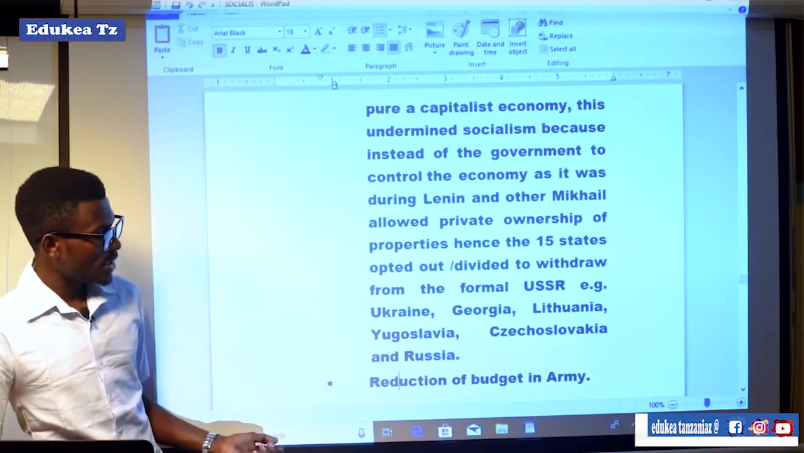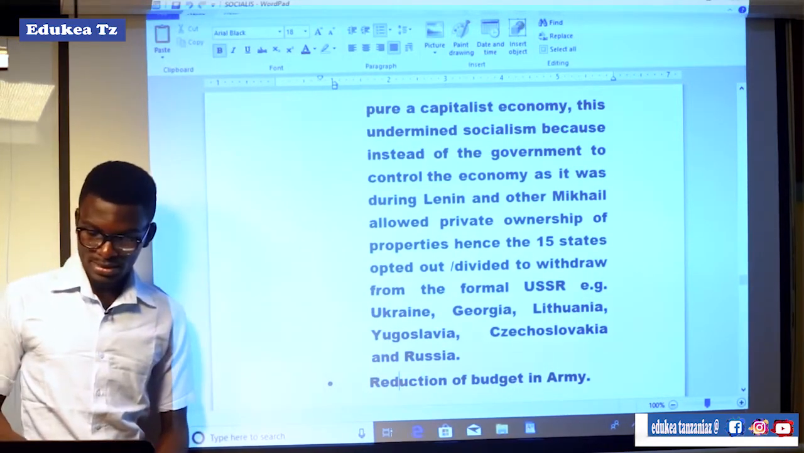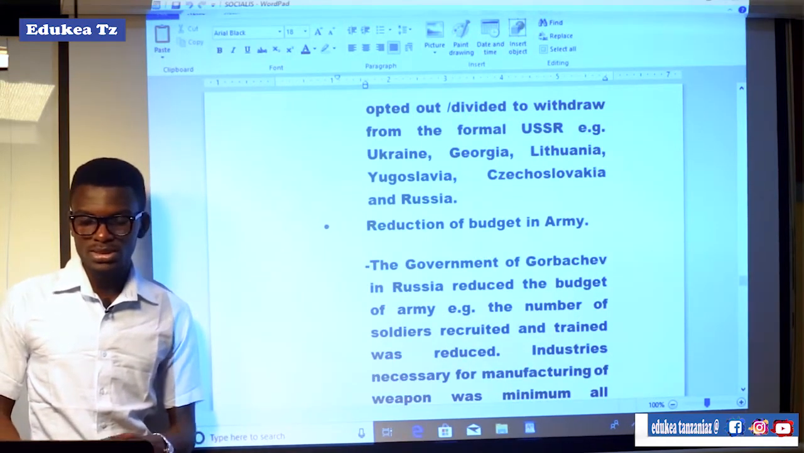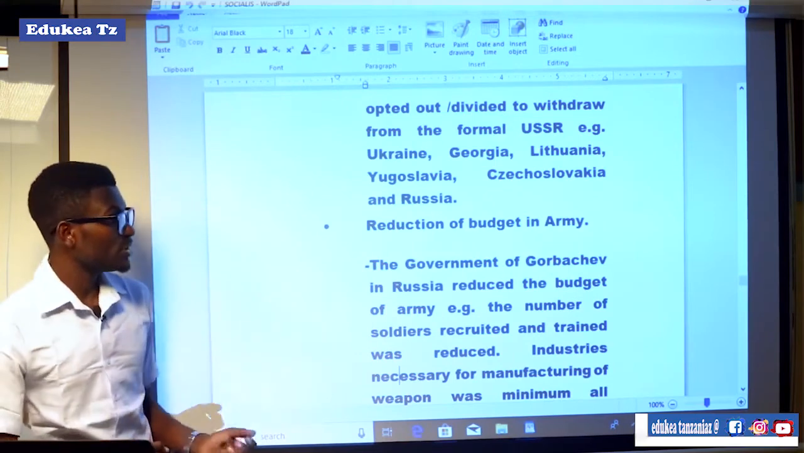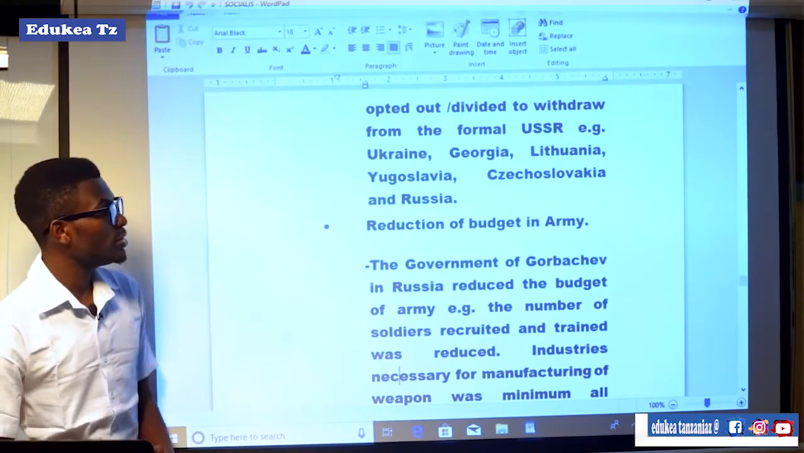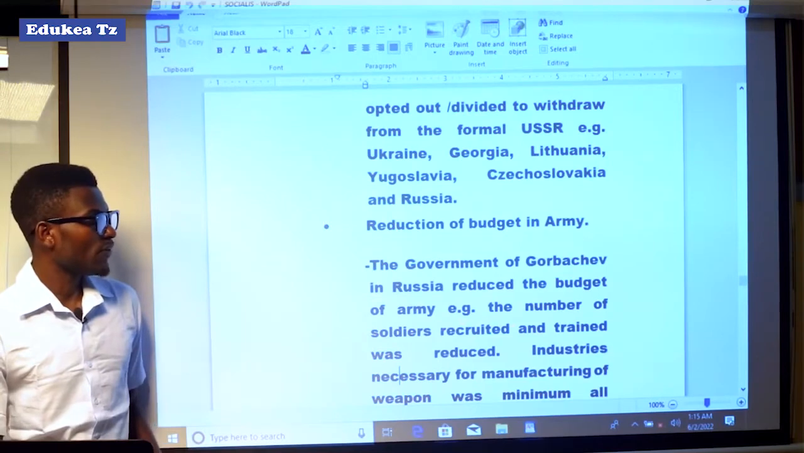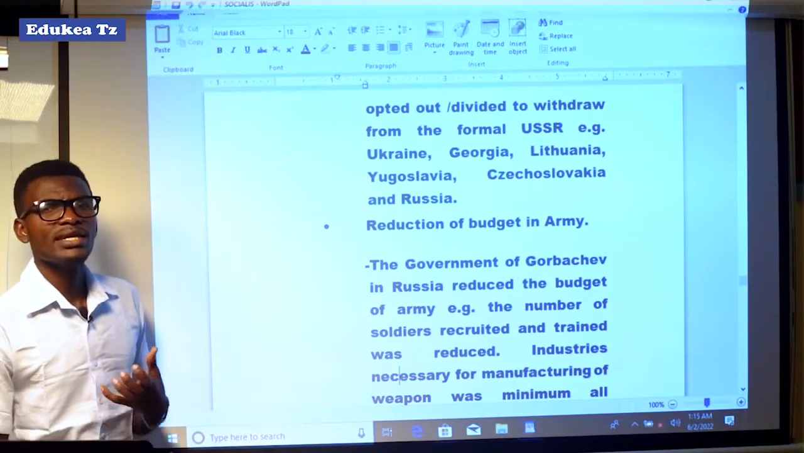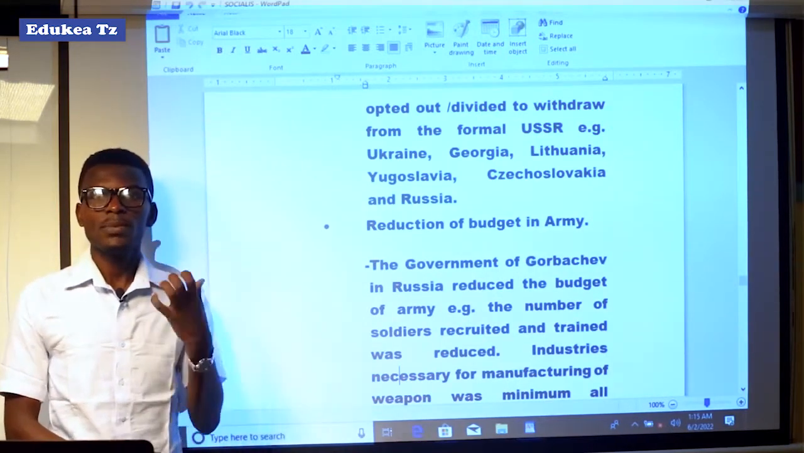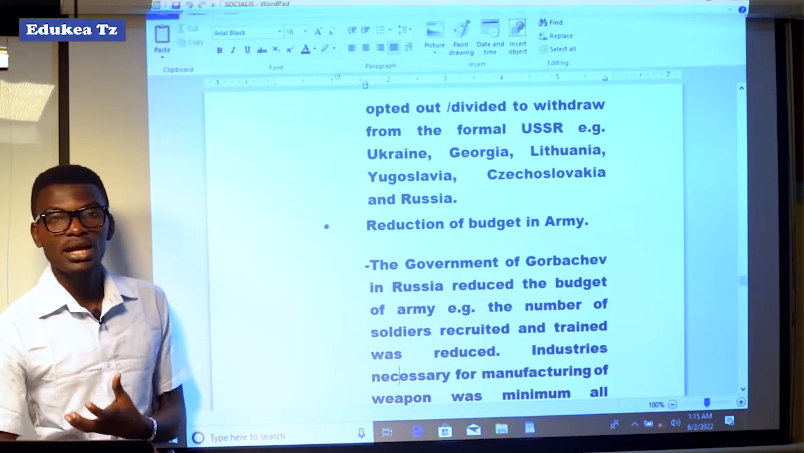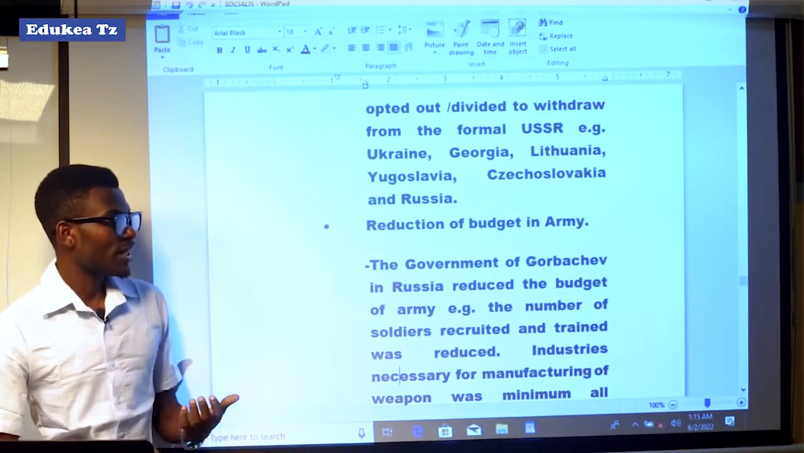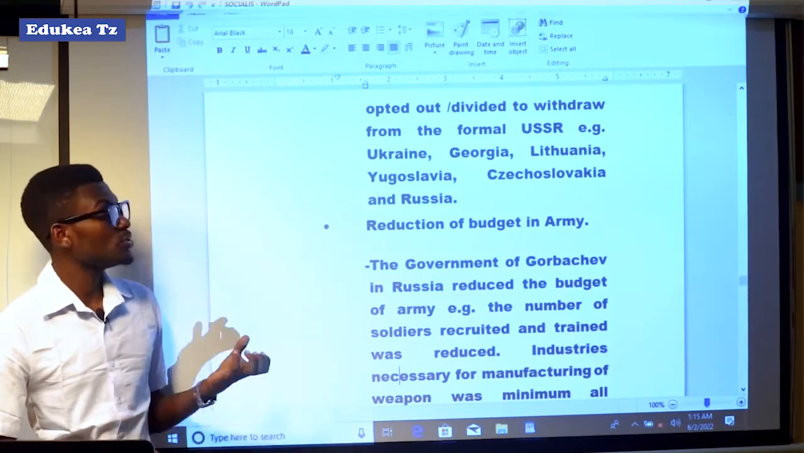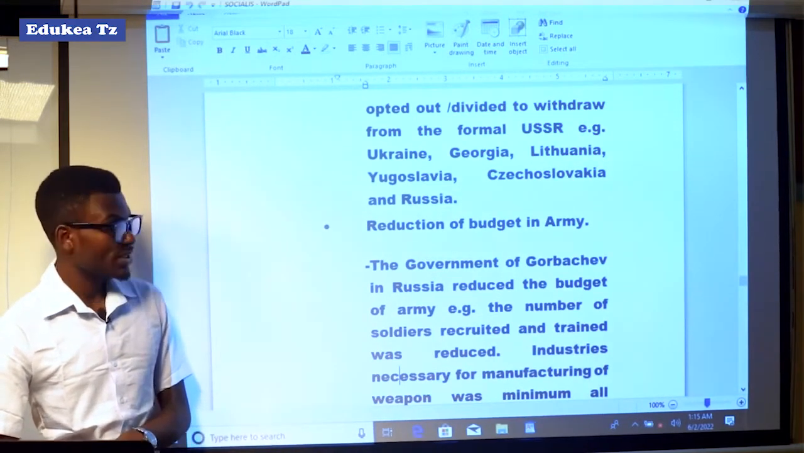Another was the reduction of the budget in the army. It means that the army budget was reduced. The government of Gorbachev in Russia reduced the budget of the army. For example, the number of soldiers recruited and trained was reduced. This mainly caused the USSR to lose its powerfulness. It means the power of USSR decreased as the number of soldiers to be recruited and trained was reduced during the leadership of Mikhail Gorbachev.